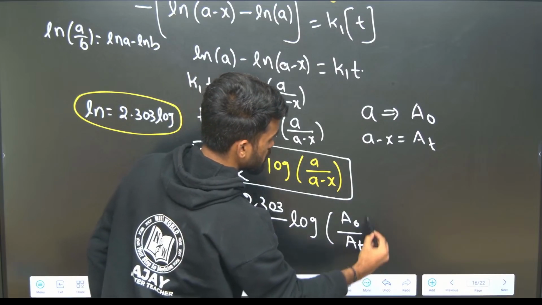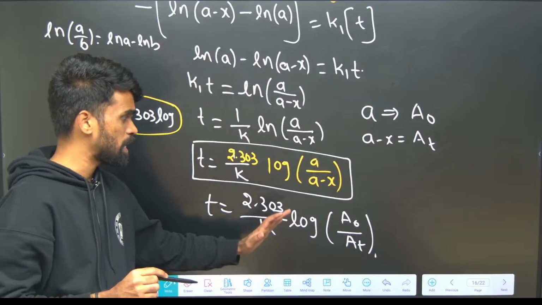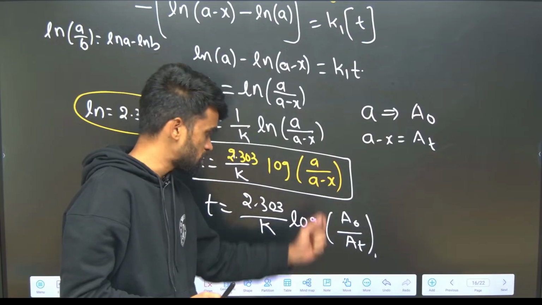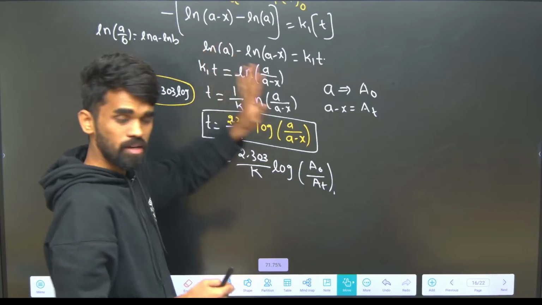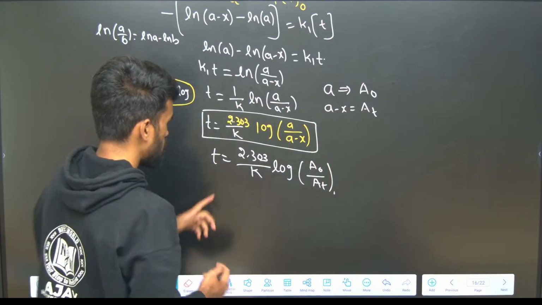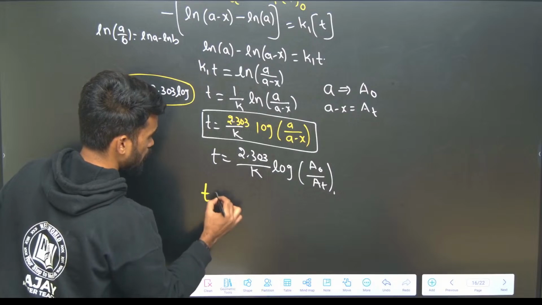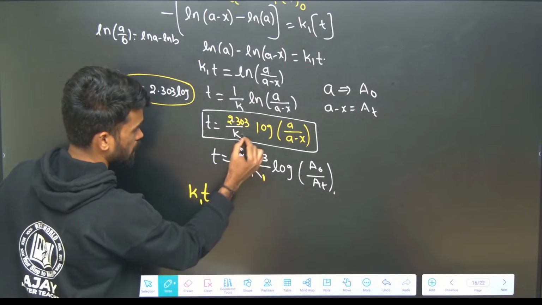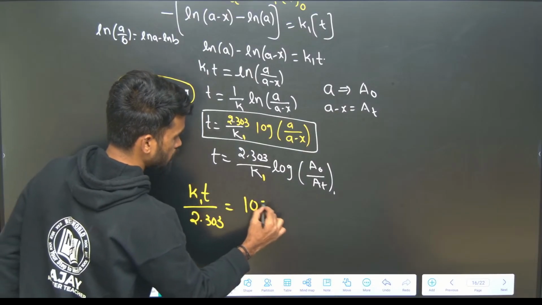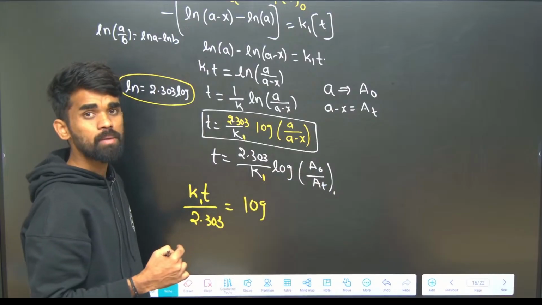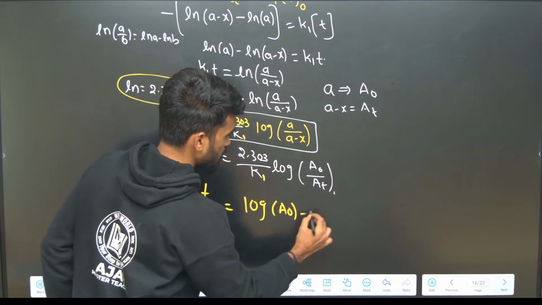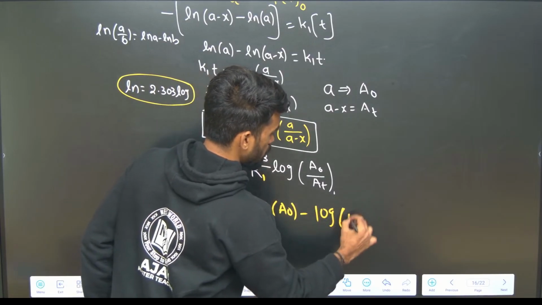So why am I writing like this? Sometimes for graphical representation they won't use this term, they will use other terms like a naught and at. So just to give one graph from this, I am taking this a naught and at. Look here, I can write this as k1 t by 2.303 equals log of a naught by at. The log a by b formula is what? Log a minus log b. So apply here log a naught minus log at. Now we will get like this.